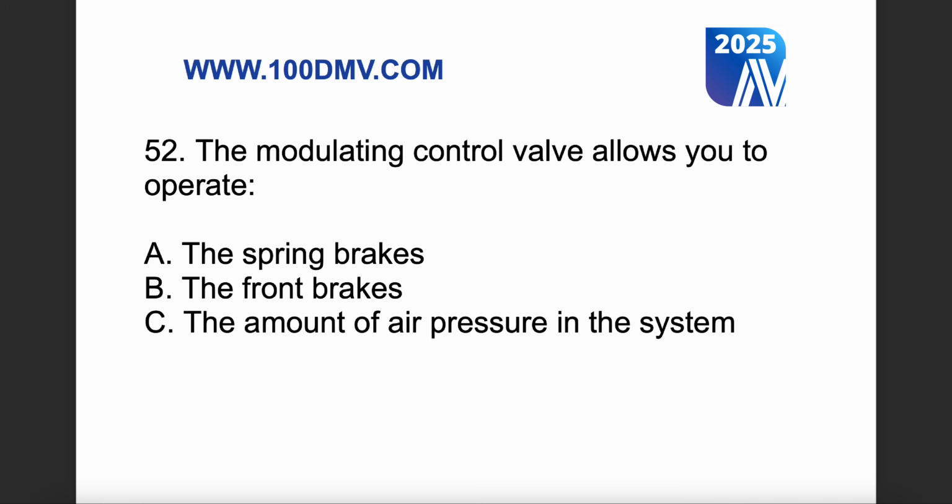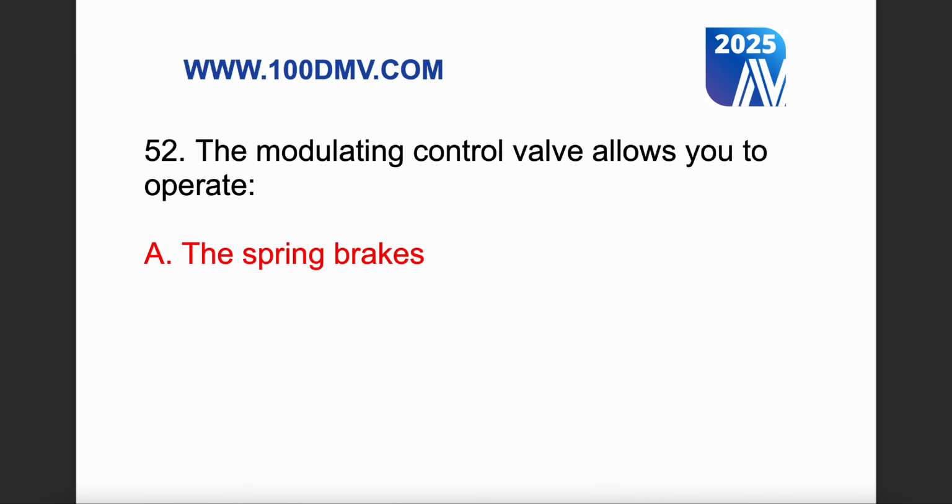52. The modulating control valve allows you to operate: A. The spring brakes. B. The front brakes. C. The amount of air pressure in the system. Correct answer? A. The spring brakes.